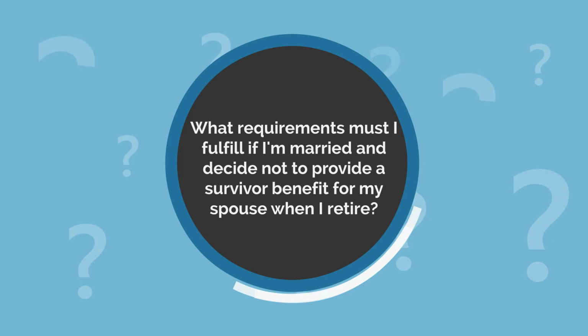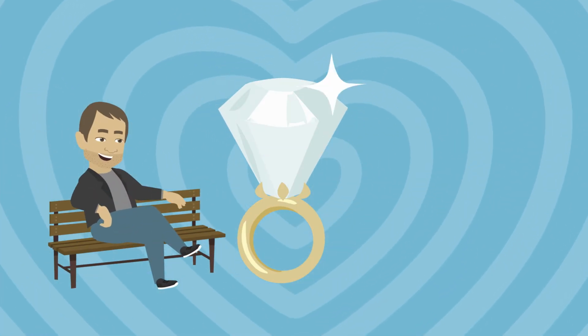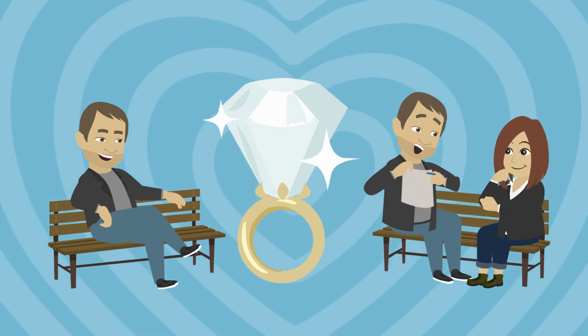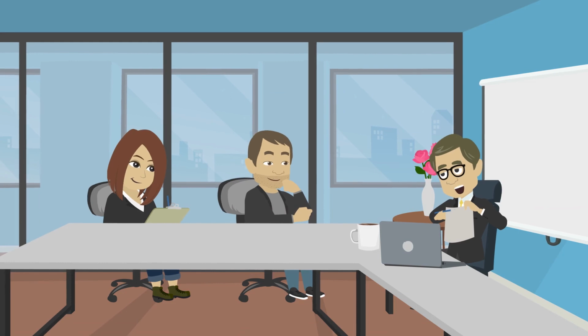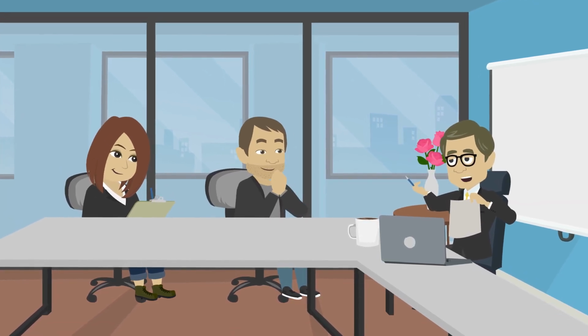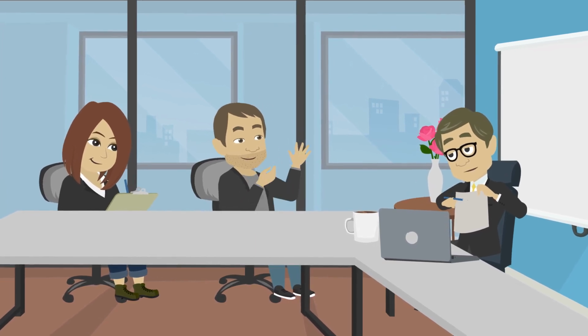What requirements must I fulfill if I'm married and decide not to provide a survivor benefit for my spouse when I retire? If you're married when you retire and you chose not to provide a spousal survivor benefit, you must obtain your spouse's consent to the election. The consent form, which is part of the application for retirement benefits, must be completed in the presence of a notary public or other official authorized to take oaths.